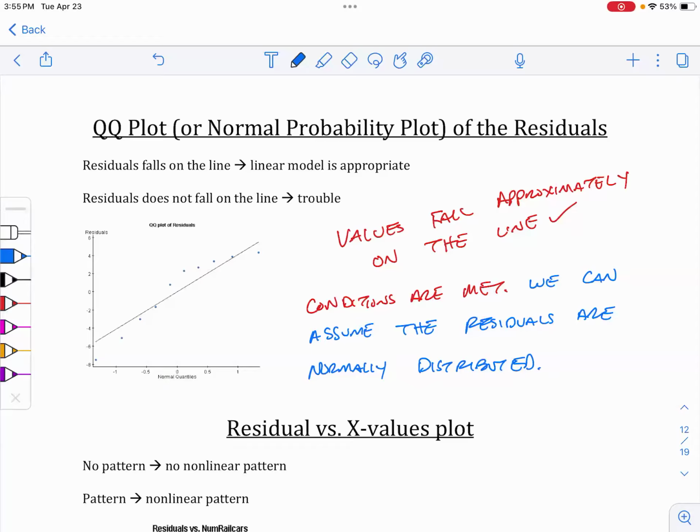Okay, so the histogram or the QQ plot, it is an OR condition. And so then I can actually say, all right, the conditions are met, or actually even more specific, at least one of the conditions is met. We can assume the residuals are normally distributed. And that is our assumption there. If both of those things look very, very bad, then the condition fails.